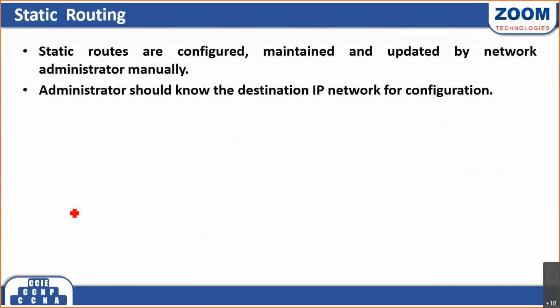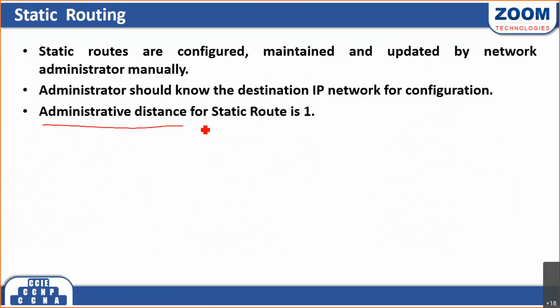These are the points. And the administrative distance for a static route is 1. What is administrative distance? I'll discuss it later; just remember that the AD value for static routing is 1. We'll discuss administrative distance in the dynamic routing protocol sessions. Clear?